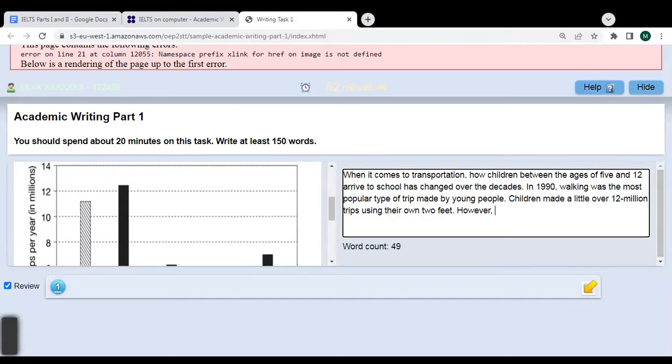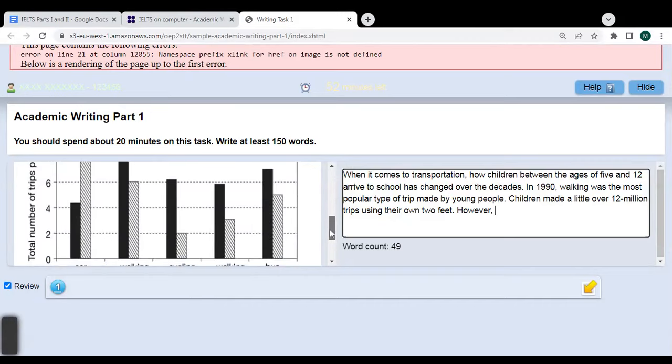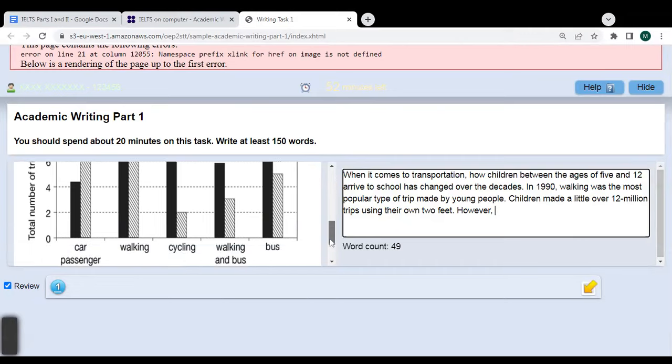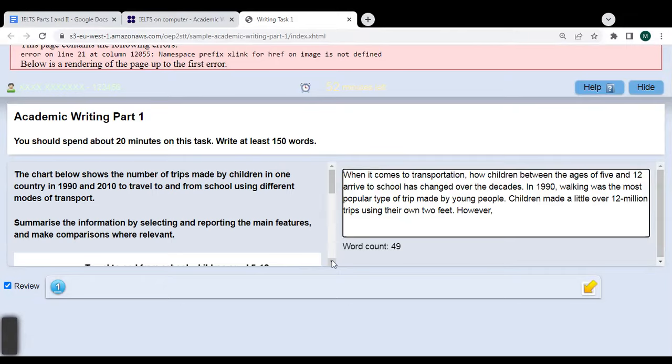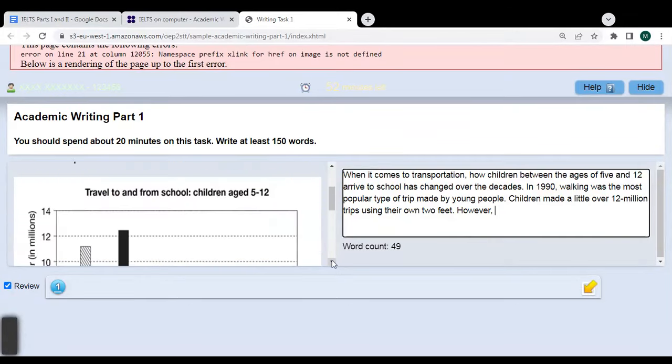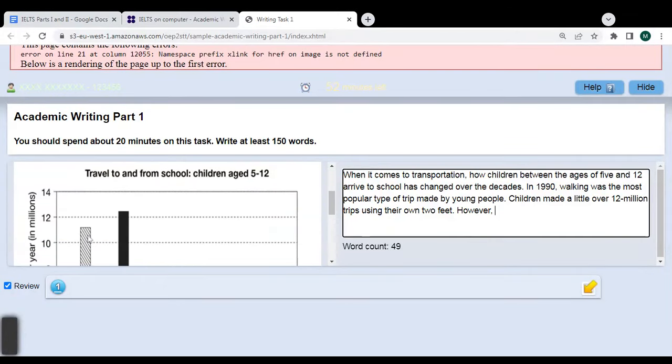However, so it's I think it said car passenger. So it looks like it's about 11 million trips, car passenger trips, based on the features in the graph here. So yeah, about 11 million.